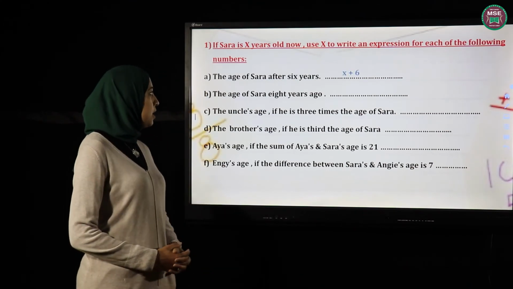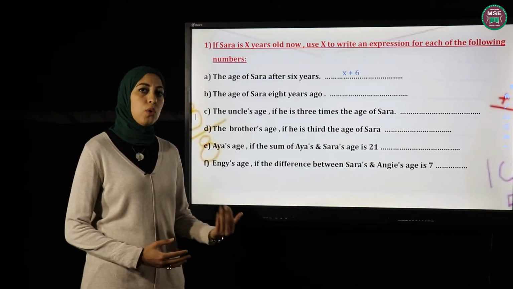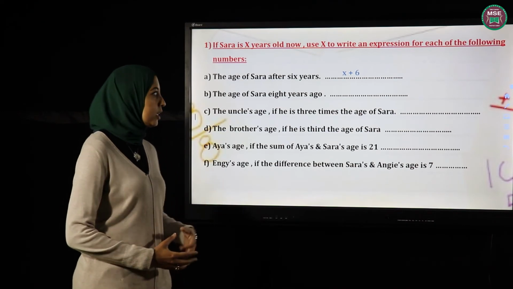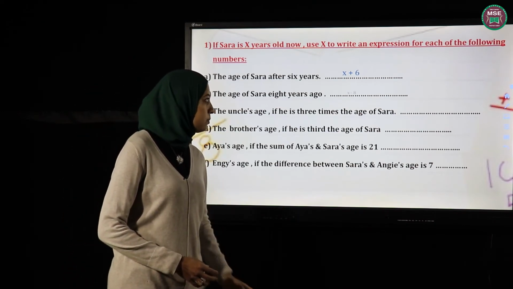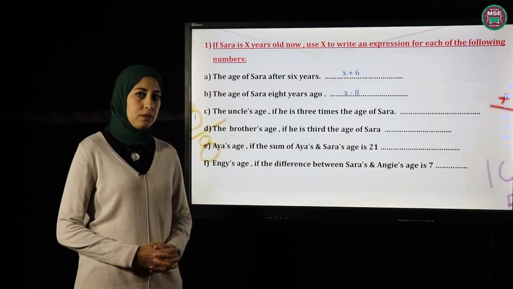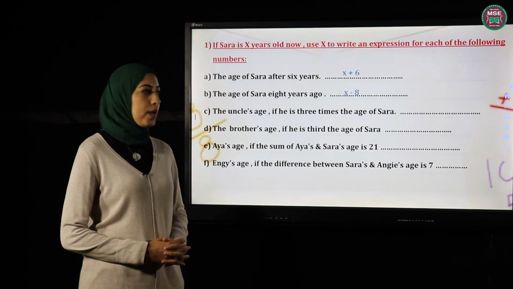Number B, the age of Sarah 8 years ago. Ago means what? Ago means before. Before, it means I will subtract the 8 from her age. It means x minus 8. Look carefully at the questions and understand them well.